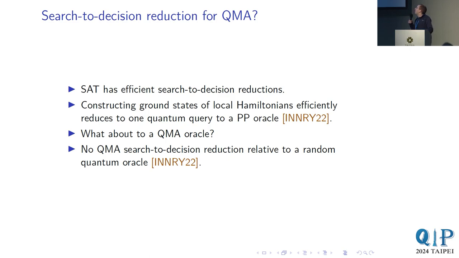So SAT has efficient search-to-decision reductions, by which I mean finding a SAT solution efficiently reduces to deciding if one exists. Does the same thing hold for the local Hamiltonian problem? Does constructing ground states of local Hamiltonians efficiently reduce to one query to a QMA oracle? It does reduce to one query to a PP oracle. Irani et al. showed that. And they also showed that the answer to this question is no relative to a random quantum oracle. Thank you.